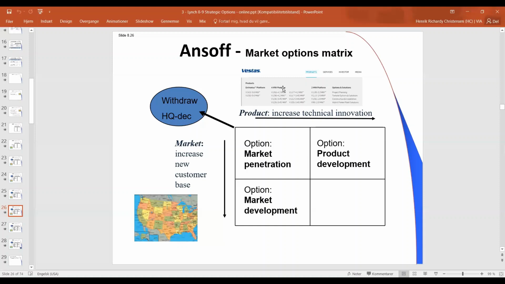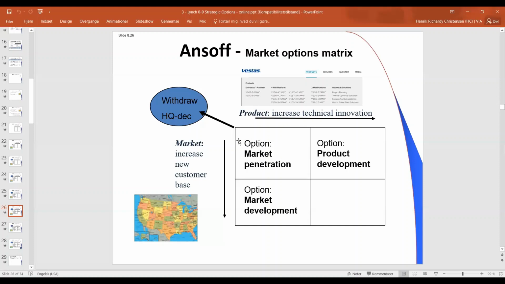They call them platforms, different kinds of wind turbines, using new technology, increasing the technological innovation within the turbines. And that means they have constantly worked on product development, but with a focus on the Danish market. So they have been developing new products, and when they have developed them and are selling them in the market, it becomes market penetration again.